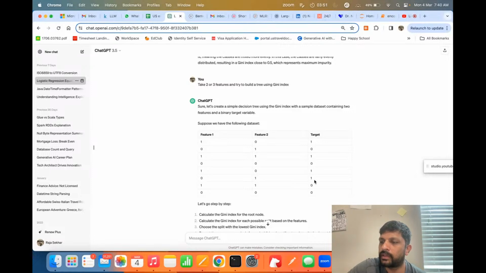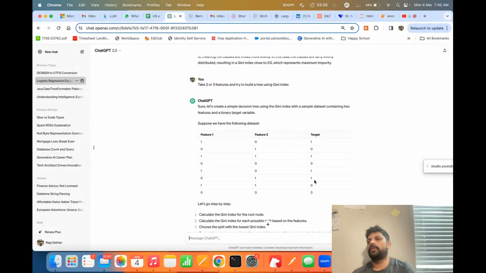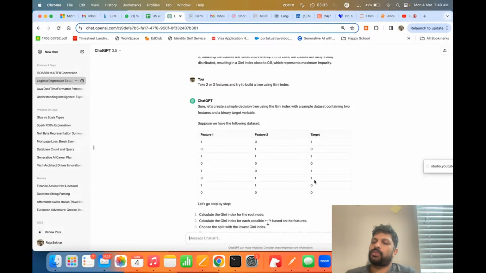Now again, for each node we should separately take it and think of splits. F1 is already used, so we can't take f1 again. F1 will be singular, so we should go with f2, and we should calculate for f2 equal to 0 and f2 equal to 1 for each of them.